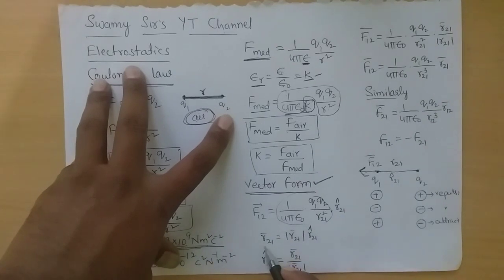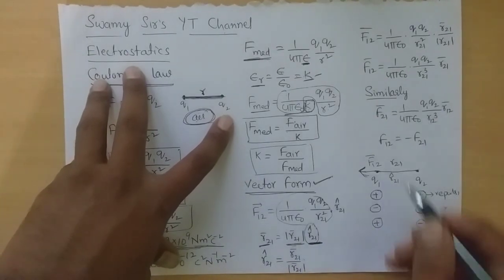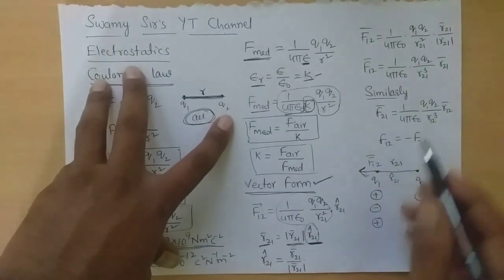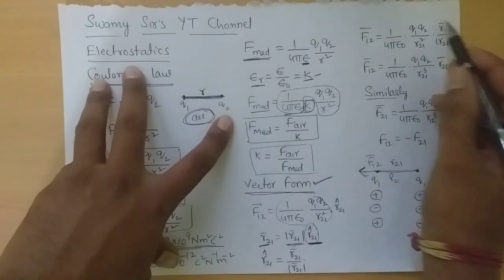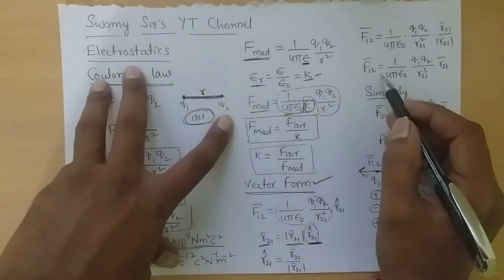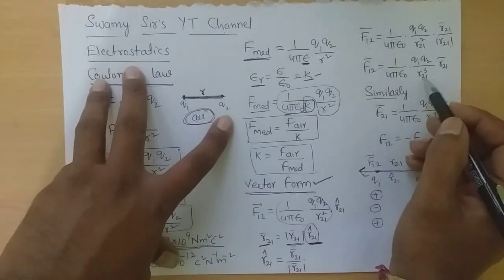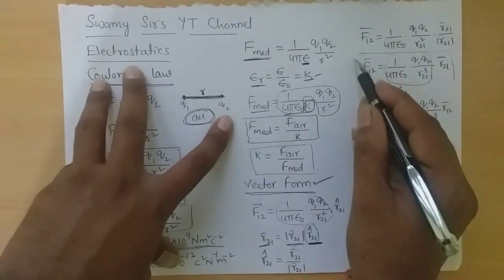Now we already know a vector has magnitude and direction. Direction is represented by the unit vector here. The unit vector equals r21 bar by the magnitude of this one. Substitute this value here. Then F12 equals 1 by 4 pi epsilon naught q1 q2 by r21 whole square. R21 is nothing but the distance between these two, magnitude only I am taking. So this is the vector by magnitude. Now F12 equals 1 by 4 pi epsilon naught q1 q2 by r21 whole square times r21 bar by r21, which is r21 cube into r21 bar. So this is the vector form of Coulomb's law.